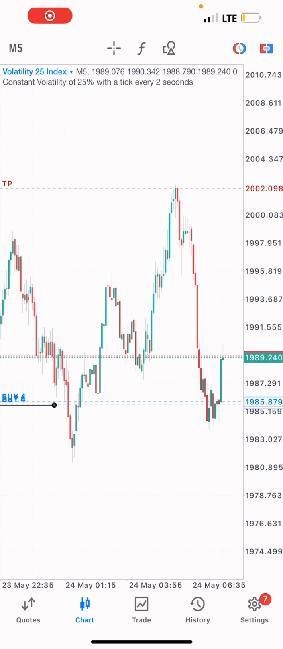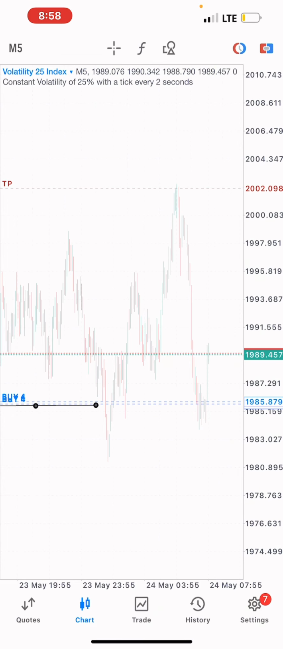Hello guys, I'm back again with another same strategy, different setup.